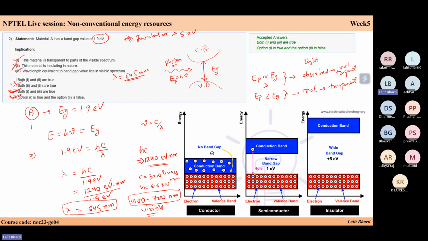Yes, I guess that one. Both 1 and 2 are true. That 1 and 3 are true. That is correct. And option 1 and option 2 means here the option second and option fourth are correct. So the accepted answer that is shown to be correct here. Exactly. Option 1 and 4 are right.